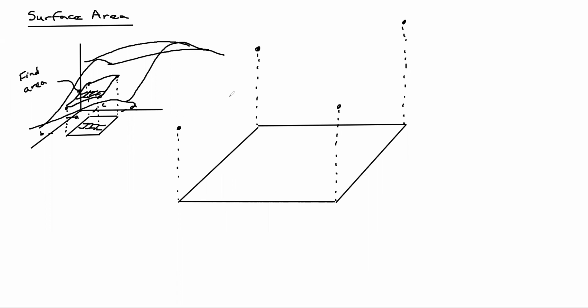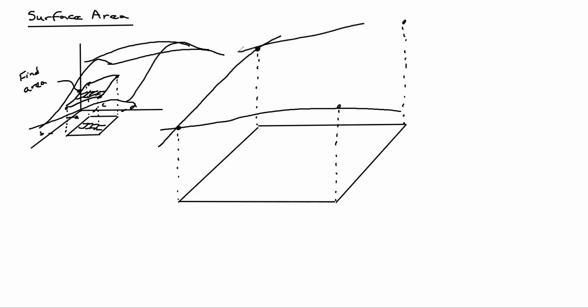Now we want to draw the surface that's going through those points. The idea is that this is not going to be a smooth edge. It's going to be a curve. So it could look something like that. Could look something like that. Like that. Like that.